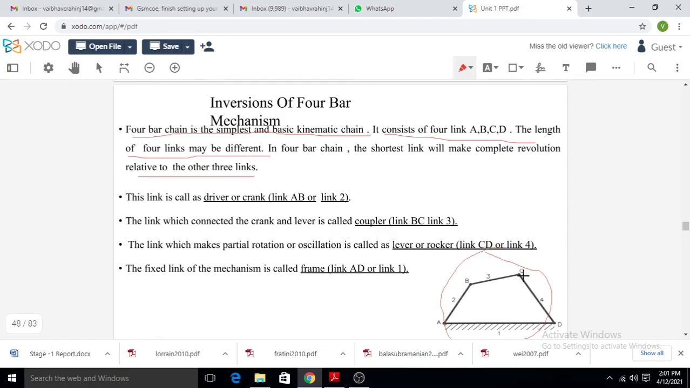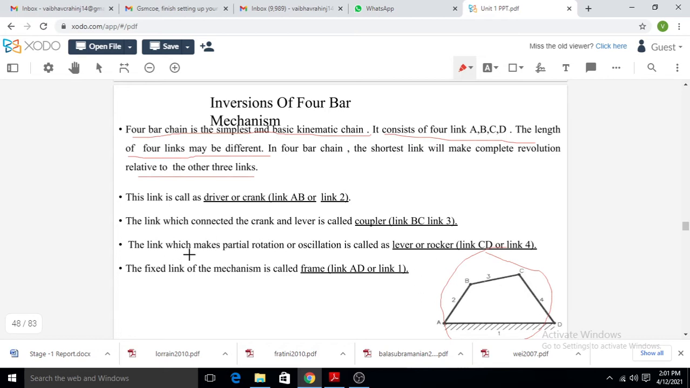If we consider this 4-bar chain mechanism, the link having the shortest length makes the complete revolution. The link that completes the revolution is called the driver or the crank. That means the link which makes the complete revolution in a 4-bar chain mechanism is called the crank, or the driver link.